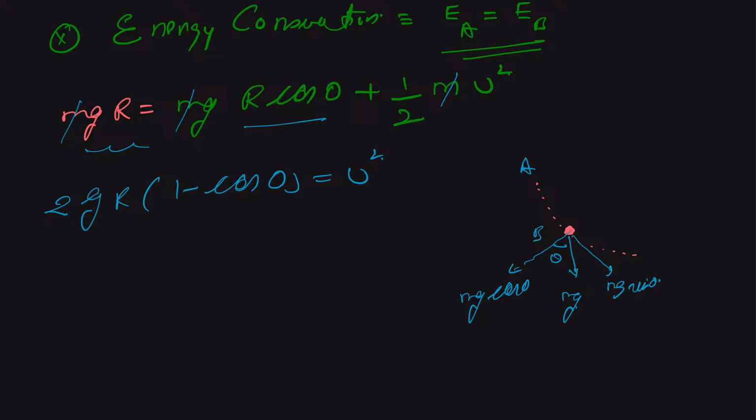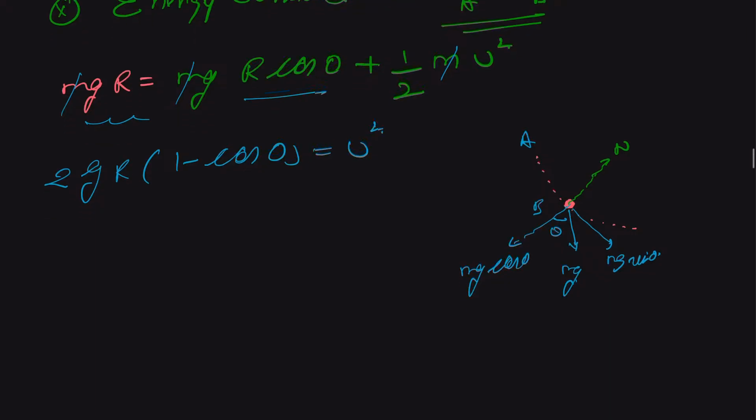Also there will be a normal at the point of contact, and that normal will be toward the radial, you can say radial normal. So this is our normal. And the velocity at point B we know is v. So we can use the forces on the particle.